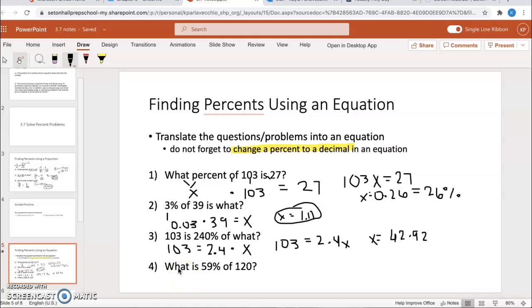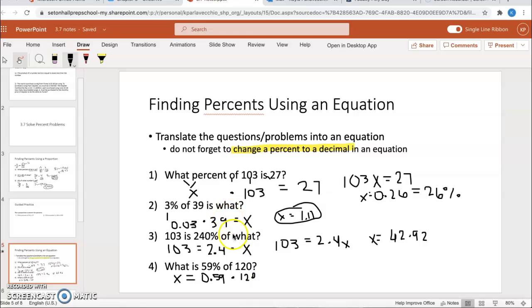And to finish the last example of this lesson for this page, we're going to go ahead and translate again. We have what is, so we don't know what that is, and is means equals. 59% as a decimal is 0.59. Of means to multiply, and we have our 120.